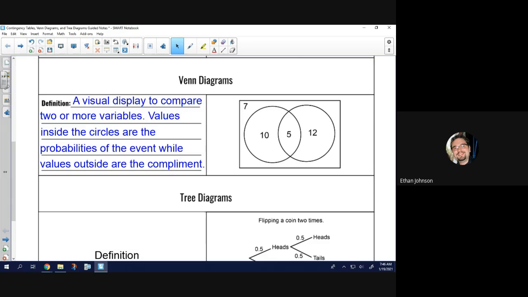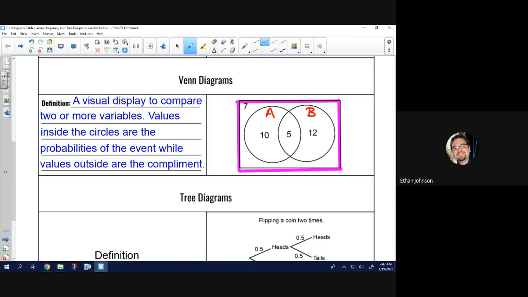Now, just like before, note, in order for us to make them, we need to make a rectangle, because everything inside of that rectangle is our events. I can say this first one is group A, the second one is group B. The overlap would be A and B.